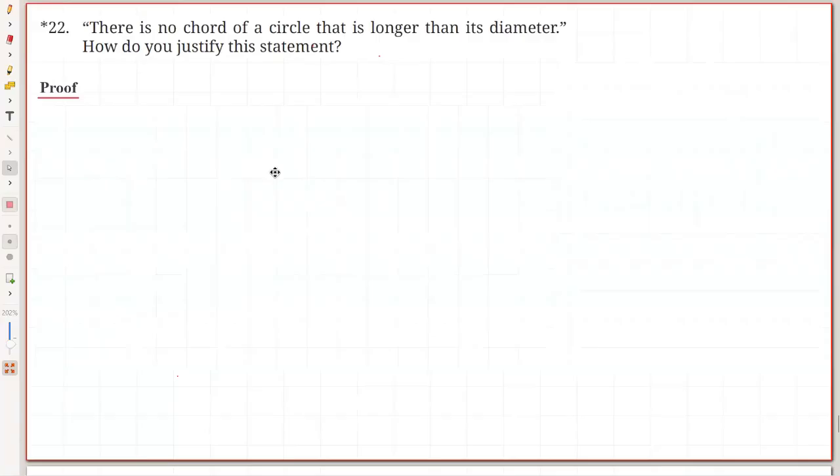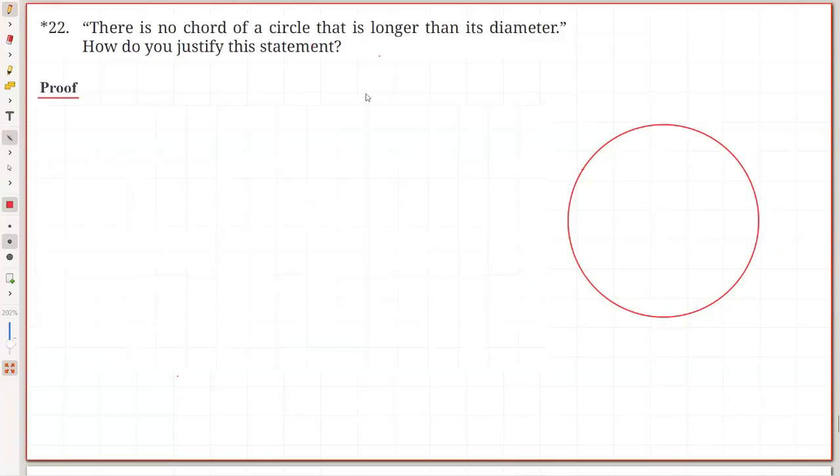For that, first of all, we have to take a triangle. First you have to draw the diagram. I'm just taking a circle. Now I have to take a chord and I have to take the diameter. First of all, I'm just drawing the diameter. Now this is the diameter. So this is my diameter, the diameter of the circle.